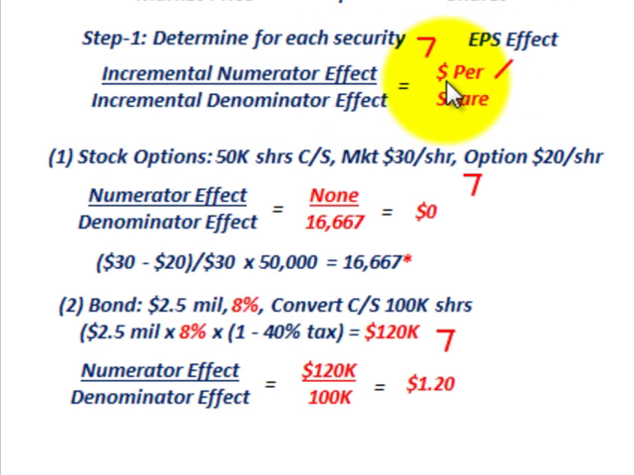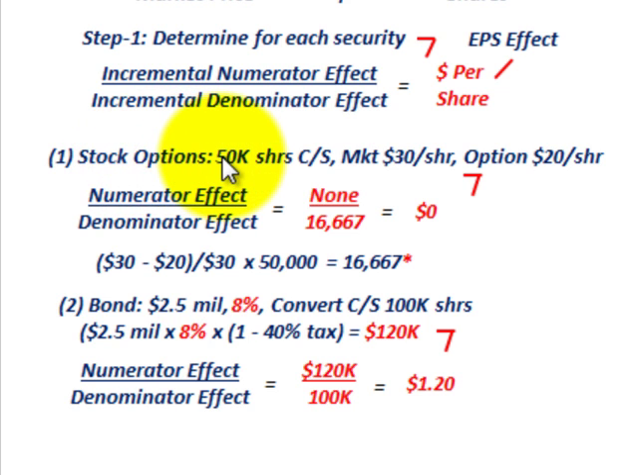So we're going to come up with the dollar per share earnings per share effect, based on how our net income for the year is affected by those convertible securities, assuming that they were converted at the beginning of the year. And then we have to look at how our shares outstanding in common stock were affected based on the conversion of that security. So first off, we're going to be going through four securities for this step one.